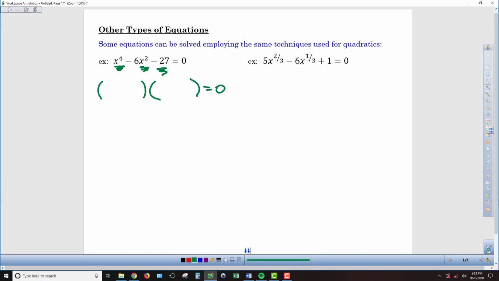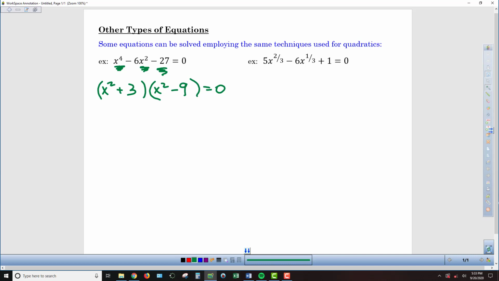And so instead of having x as the first piece in each of the sets of parentheses, I'm going to have x squared. And then I'm using my regular reverse FOIL process where I'm going to look to see what multiplies to make negative 27 but adds to make negative 6. Well, if I'm multiplying to make a negative, I need one of each. Beyond that then, two numbers that multiply to make 27 and have a difference of 6 are going to be negative 9 and positive 3. So 3 times negative 9 gives us that negative 27.